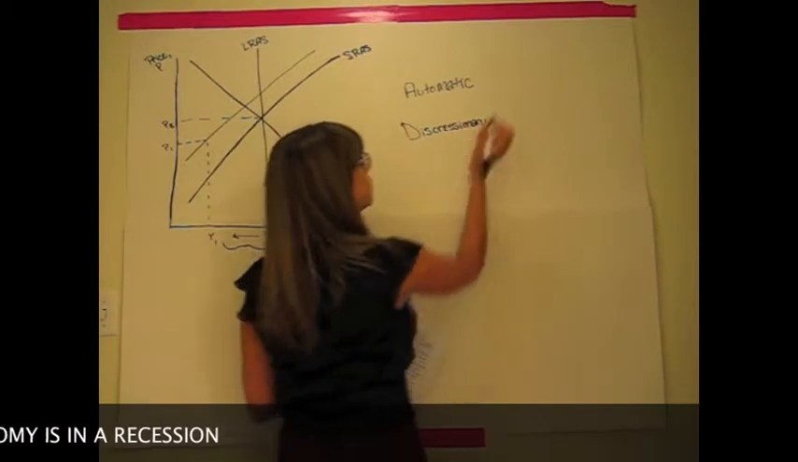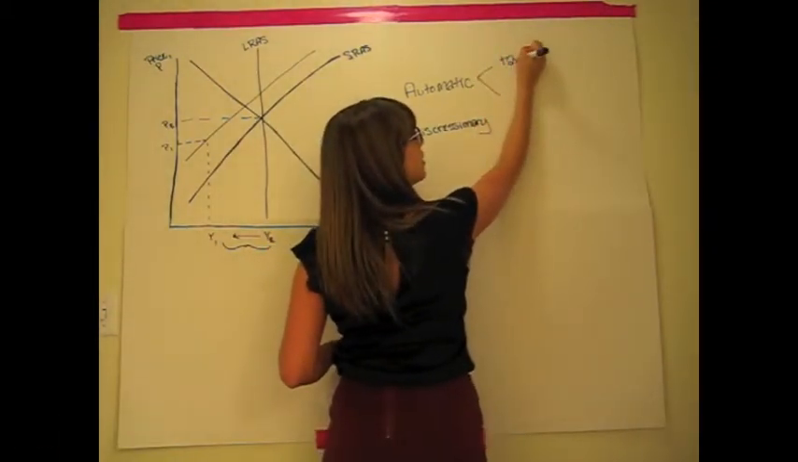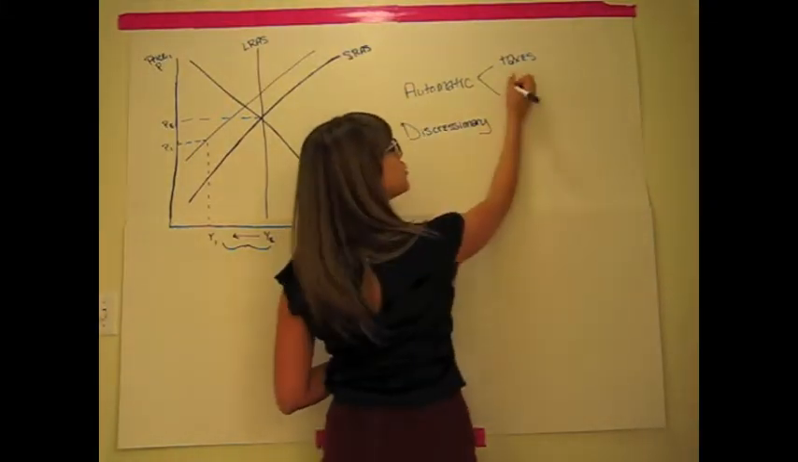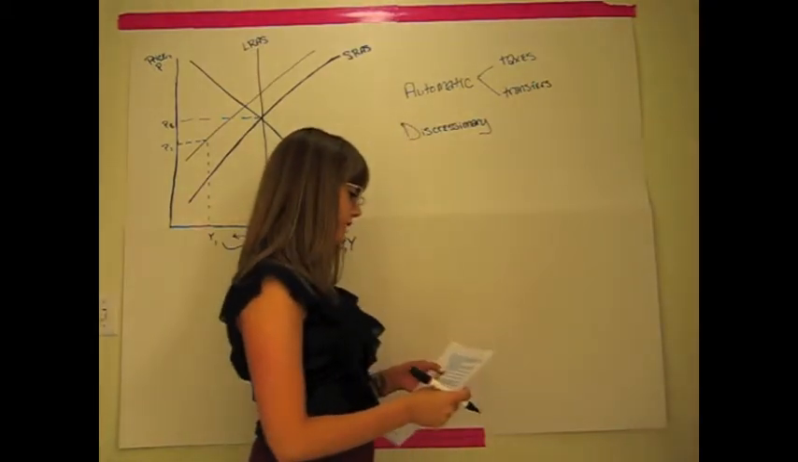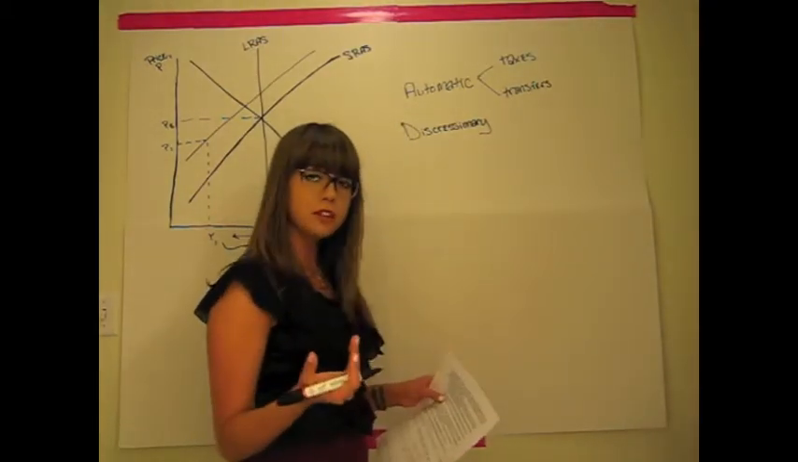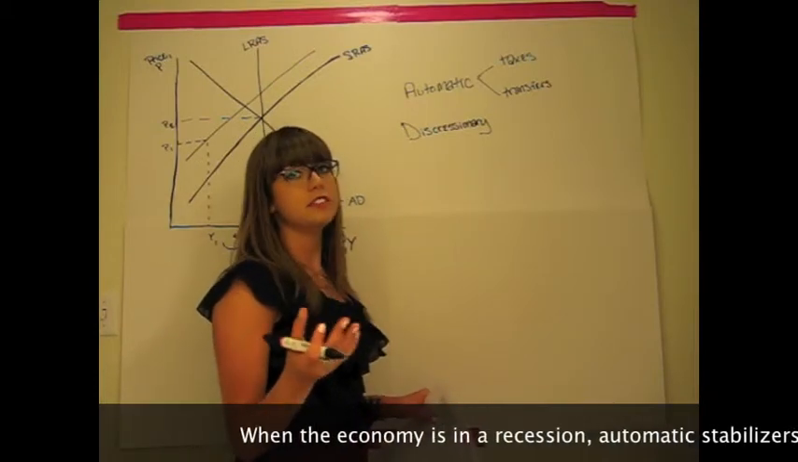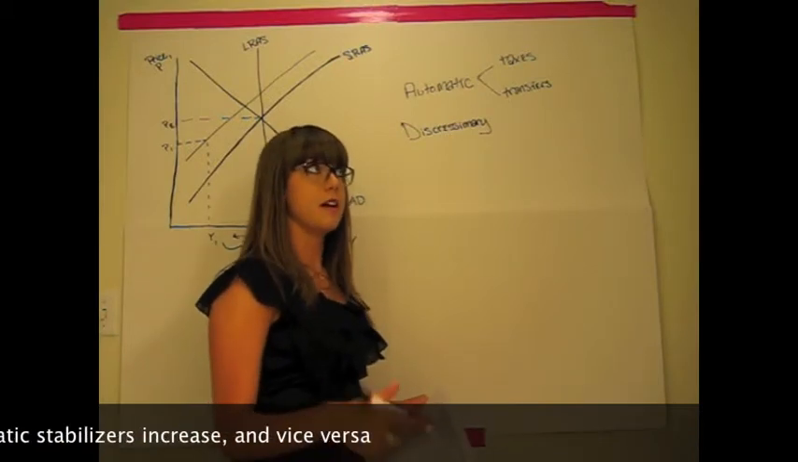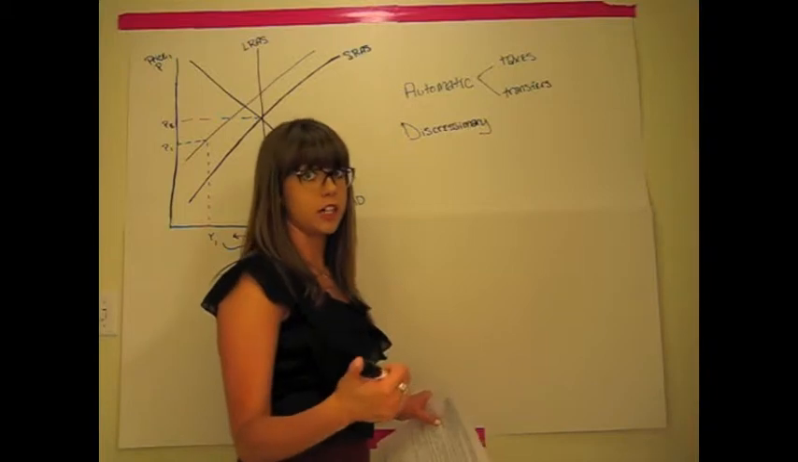So the two most important ones are going to be taxes, where tax rates change, and transfers, which includes unemployment benefits. Say the economy is running too low; then as unemployment goes higher, the unemployment benefits are going to increase.